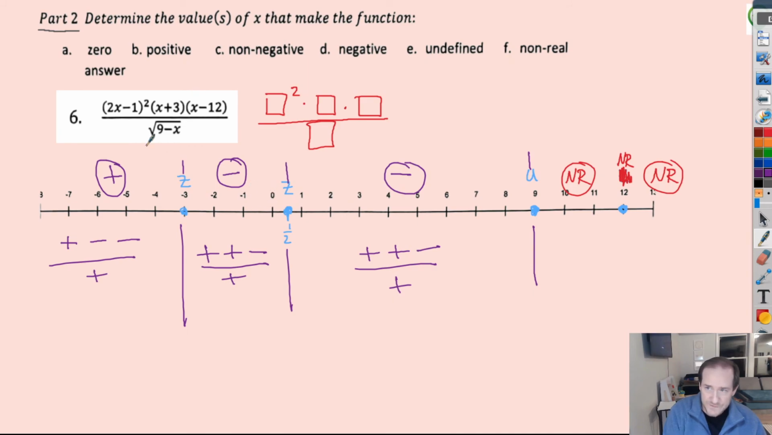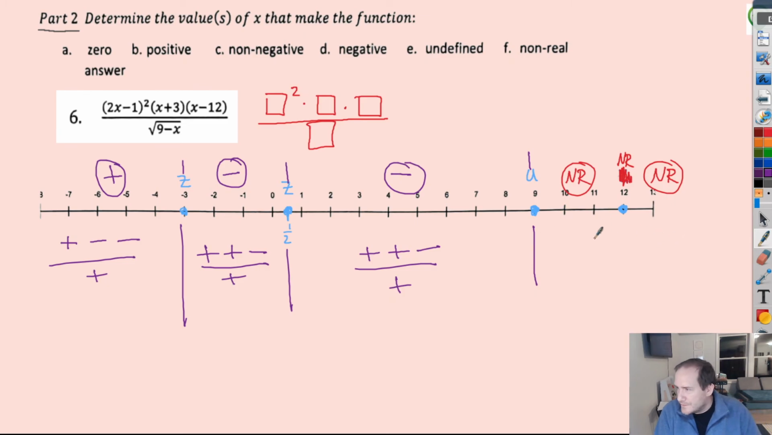And we talked about this. We said the 1/2 is coming from a factor that occurs an even number of times. So it essentially has an even multiplicity. So we should have expected the sign not to change on either side of the 1/2, and it didn't.